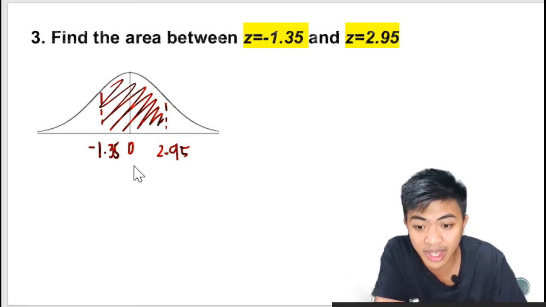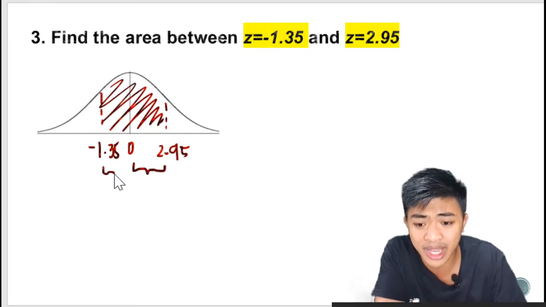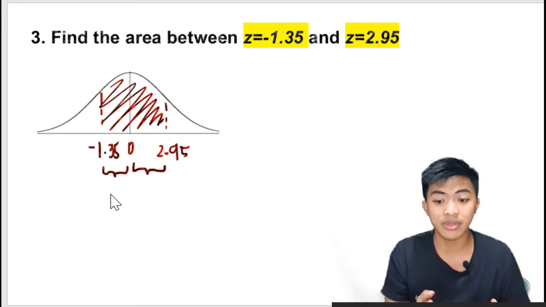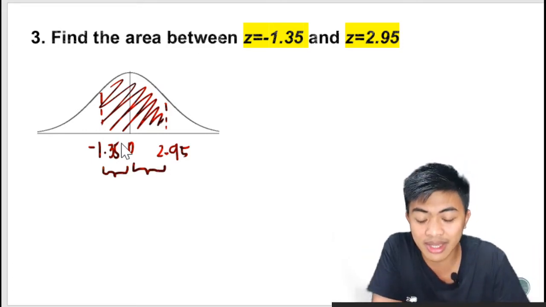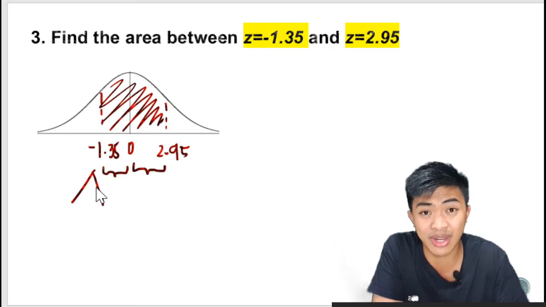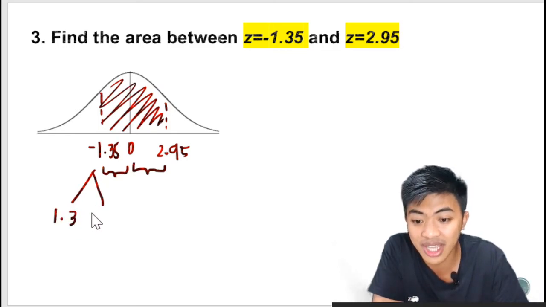To get that, we have to get the area from 0 to 2.95 and the area from 0 to negative 1.35. And of course, we have to add them. Okay, so unahin muna natin si negative 1.35. So we just have to break it down to two parts. If we break it down to two parts, we disregard the negative sign. So yung two parts niya ay 1.3 and 0.05.